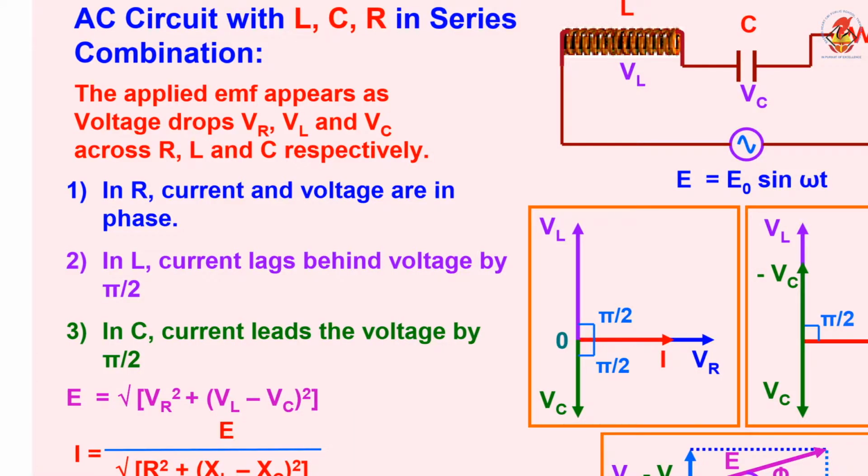We already know EMF equal to E0 sin omega t. Now, in resistor, we already know current and voltage are in the same phase. That is the first point. In resistor, current and voltage are in the same phase. In inductor, second point, the current lags behind voltage by pi by 2. Third point, in capacitor, the current leads the voltage by an angle pi by 2.